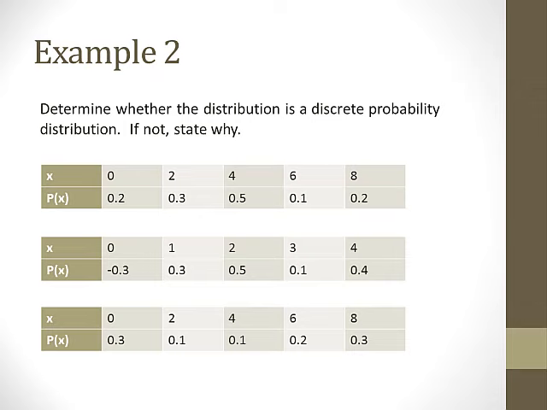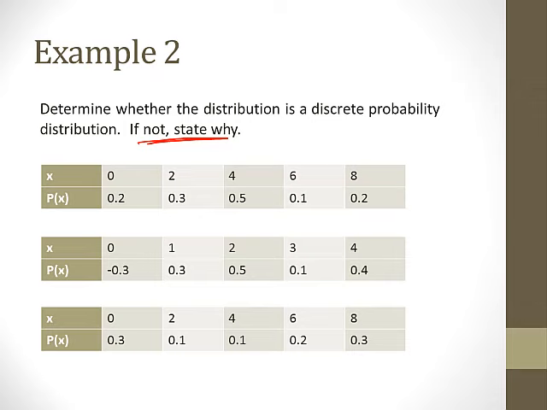So example 2: determine whether the distribution is a discrete probability distribution. If not, state why. Pause the video here and see if you can look at these 3 separate distributions and figure out, I'll give you a hint, 1 of them is a distribution and 2 of them are not. Okay, welcome back. I know you paused that video.